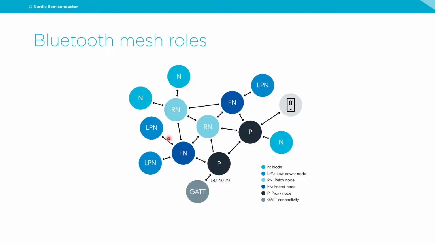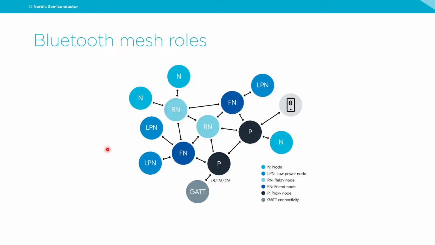And for that to work, it needs to communicate with a friend node. A friend node is a node that can store messages for a low power node. So if you want to send a message to a low power node, it will first go to the friend node, it will keep it in a cache, and the low power node will check its mailbox and ask at regular intervals if there's a message. And that's how you get the message to a low power node.